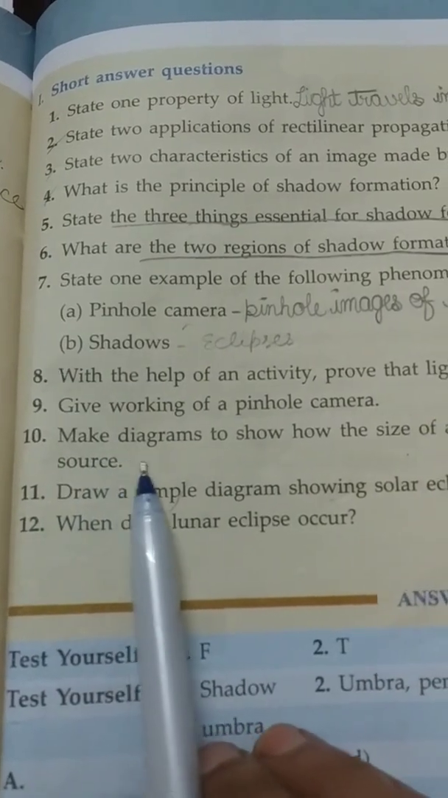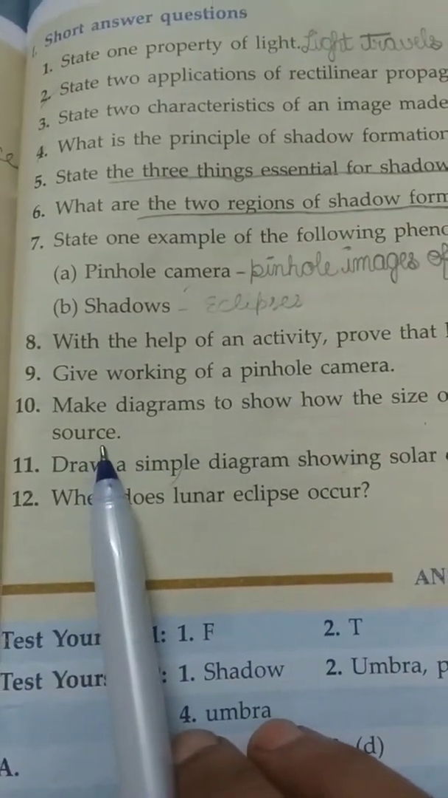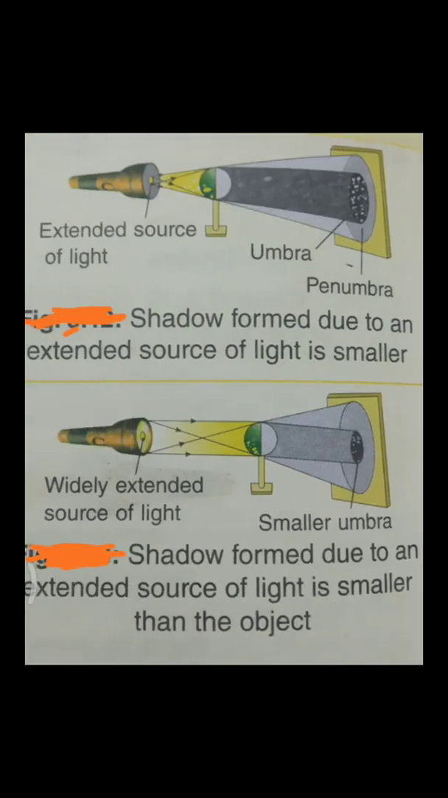Tenth question. Make diagrams to show how the size of a shadow changes with the type of light source. Tenth answer. First diagram, shadow formed due to a point source of light is larger. Second diagram, shadow formed due to an extended source of light is smaller. And third diagram, shadow formed due to an extended source of light is smaller than the object. These three diagrams you will draw in the notebook.